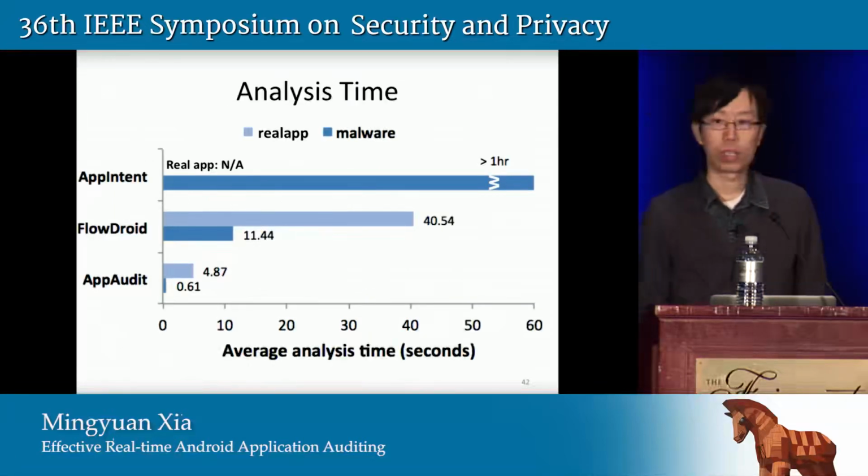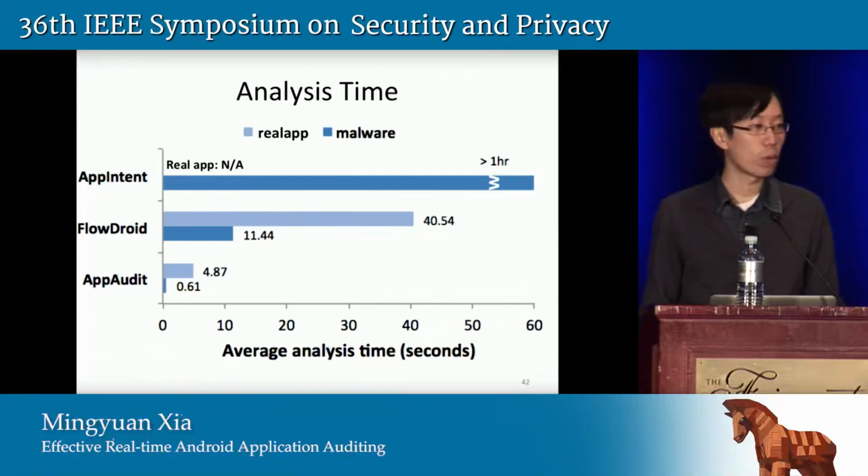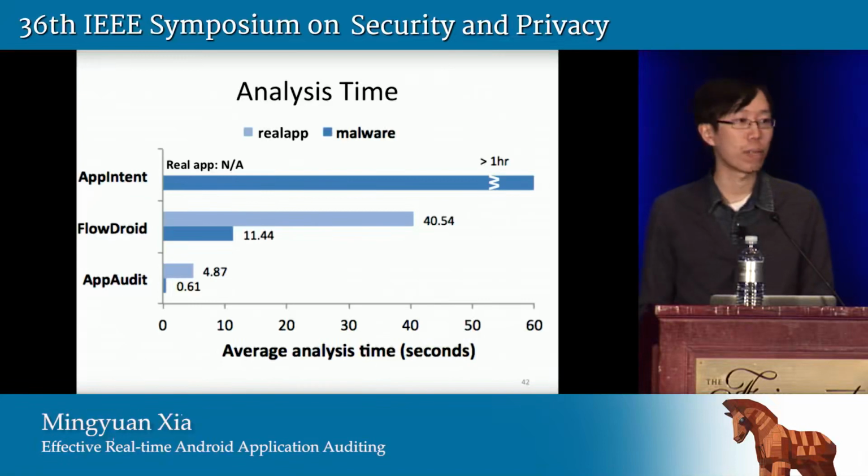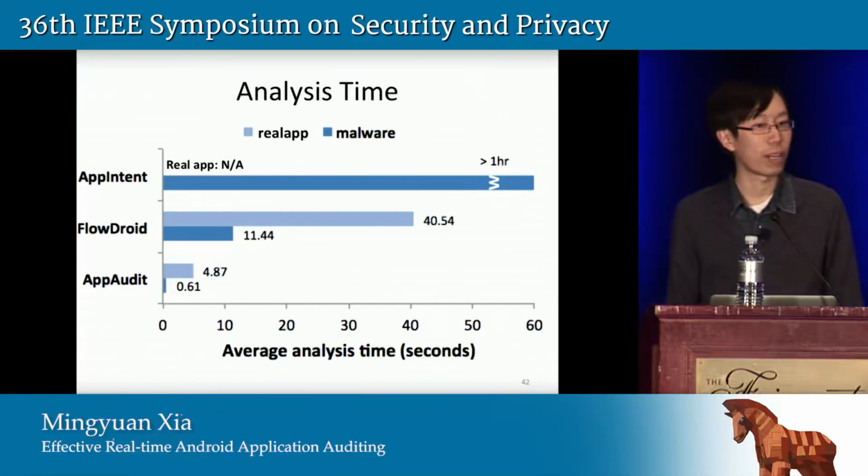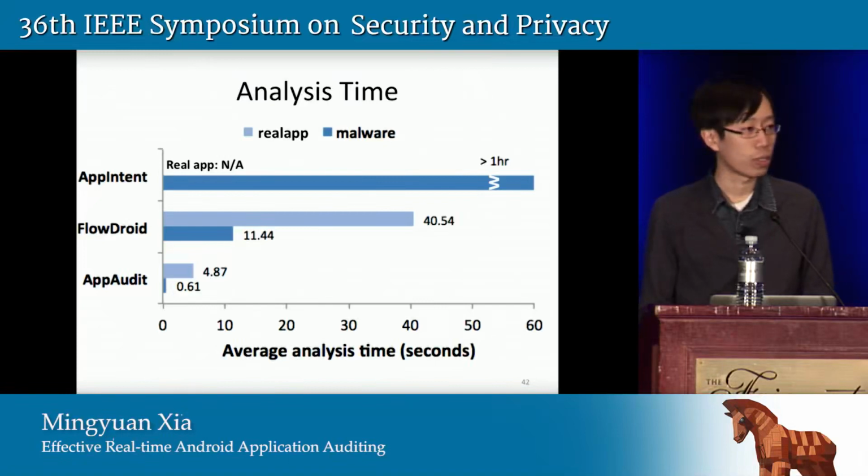For the usability side, we first assess the analysis time. AppIntent is not publicly available. We only reference its results from their paper, and we have no results on real-world apps. It's way beyond 1 hour. It's out of the scope of the competition. For FlowDroid and AppAudit, both of them perform faster on malware because malware is smaller than real-world apps. And for FlowDroid, when it encounters real-world applications, it takes more than minutes to examine each of them. And I don't think mobile users can stand that long to get this result.